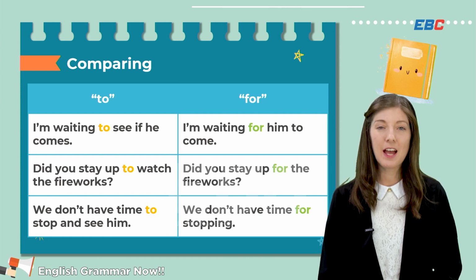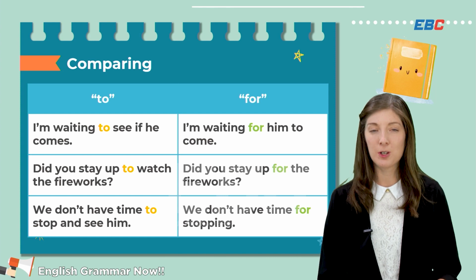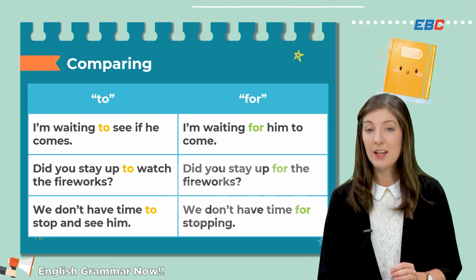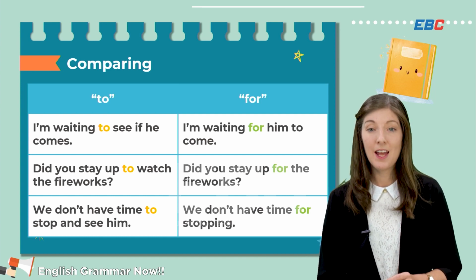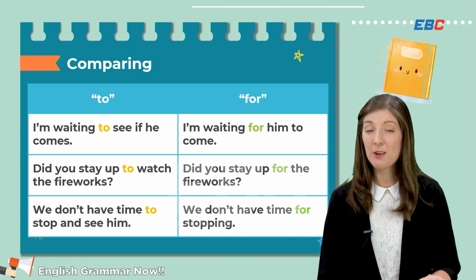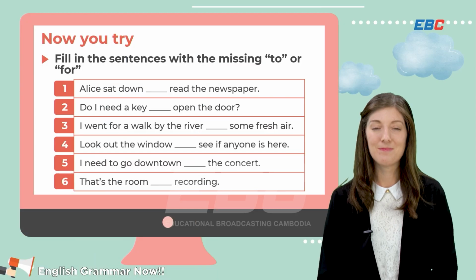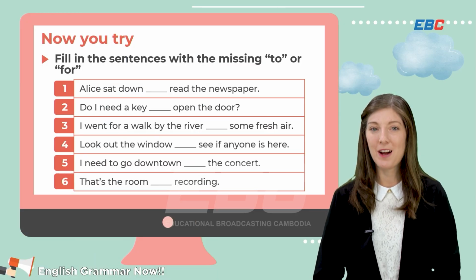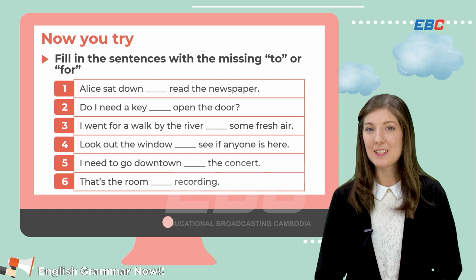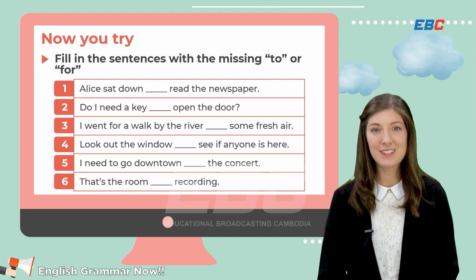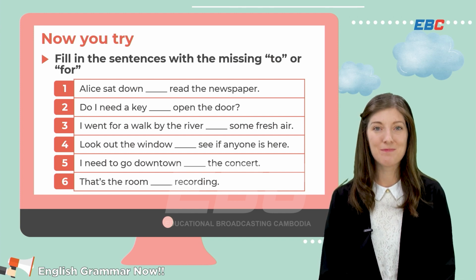You can see that after to, we have verbs: see, watch, stop. And after for, we have nouns: him, the fireworks, and stopping, which is the gerund form. So it's acting like a noun. Here's something for you to try. In each of these sentences, can you decide if it is missing to or if it is missing for, and fill in the blanks? Go ahead, give it a try.